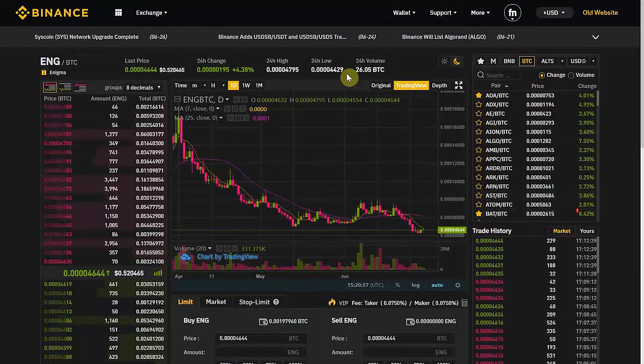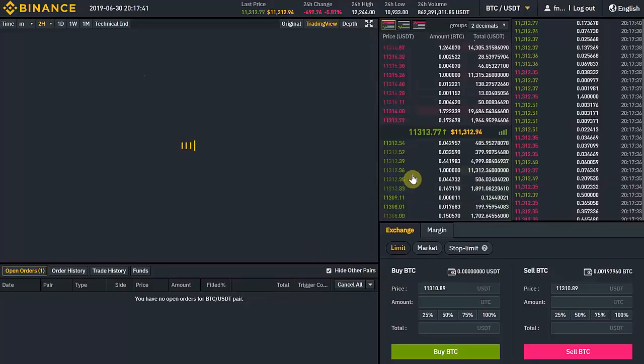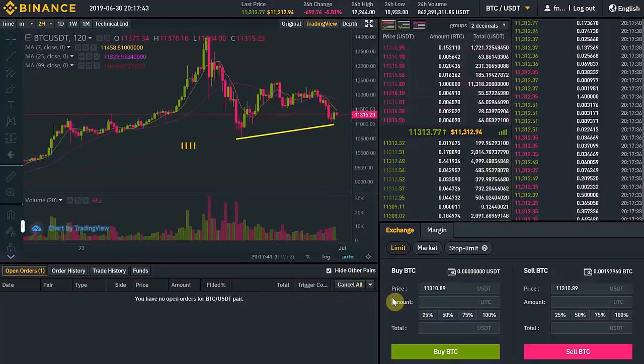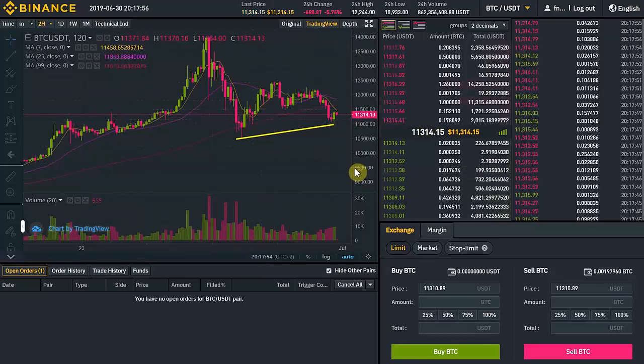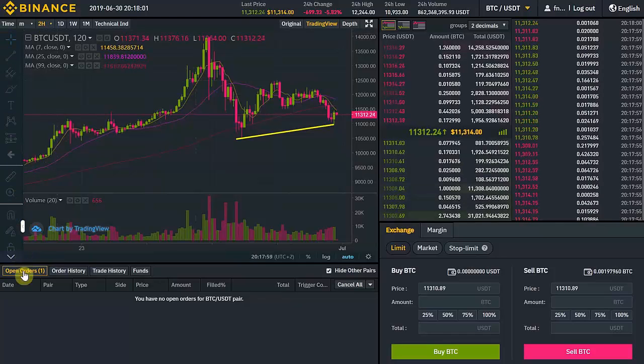And let's come back here. Okay, let's switch over to the advanced. And over here in the advanced section, this is basically the same thing, but it's more like a web app. So it's not like a web page where you can scroll down the page. This is actually more responsive. I like to use this instead of the simple one. You have the same options. You have some drawing tools here. You can see the open orders, order history, trade history, and your funds in this section.